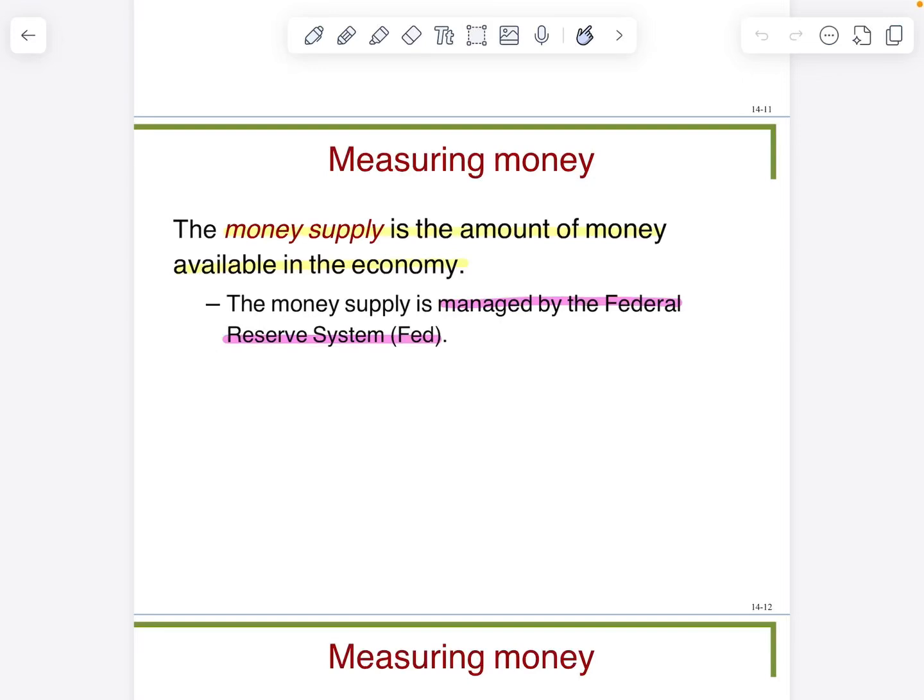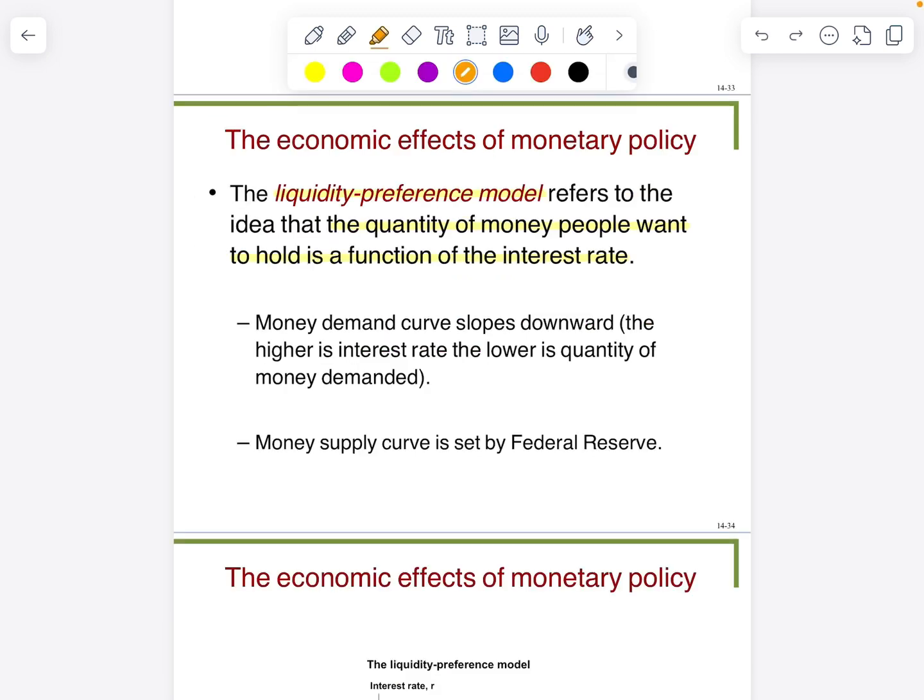Okay, in this video, I'm going to be going over interest rates and money supply with a focus on the liquidity preference model. So the first thing that I'm going to discuss is the money supply, which is the amount of money available in the economy. And this money supply is managed by the Federal Reserve System in the United States, which is also known as the Fed. So knowing that the Federal Reserve controls the money supply is very crucial to understanding the liquidity preference model. So this model shows the quantity of money people want to hold as a function of the interest rate.